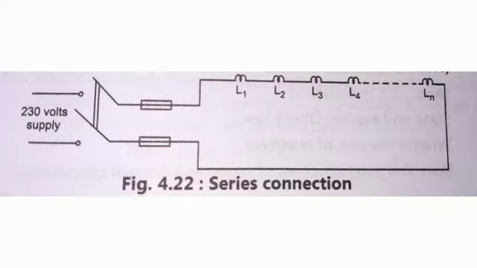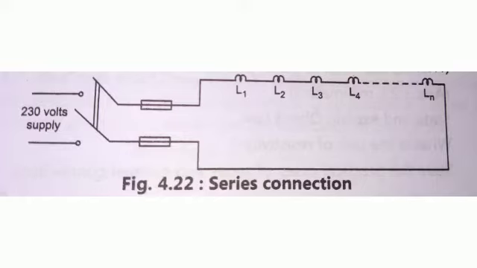Now moving to the series connection. You can see the diagram of the series connection. These are basically used for decorative lighting, which is an example of series connection. In series, what is constant? Here current is constant and voltage gets divided, according to our requirement.